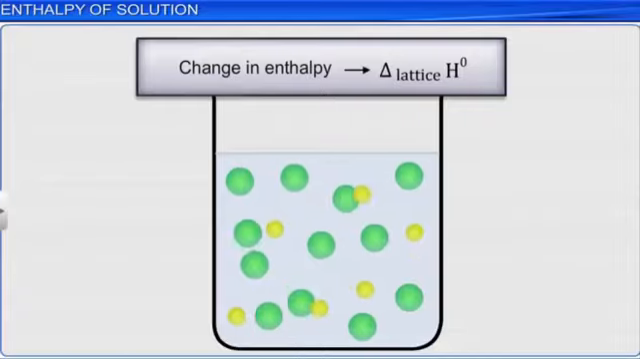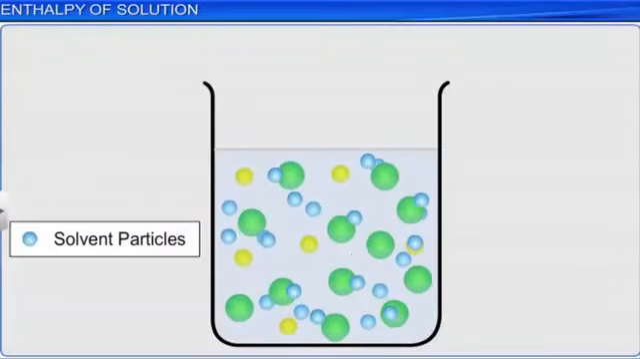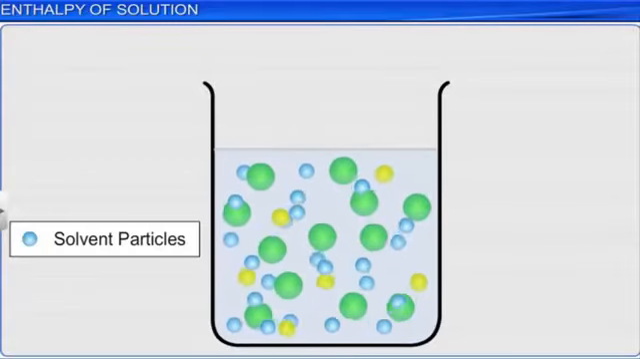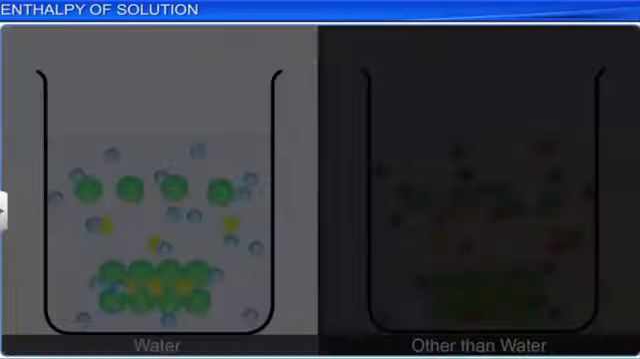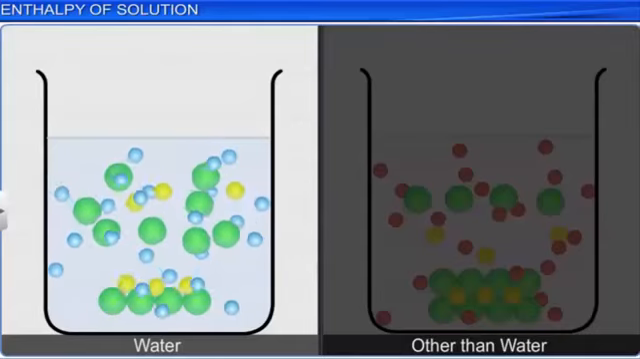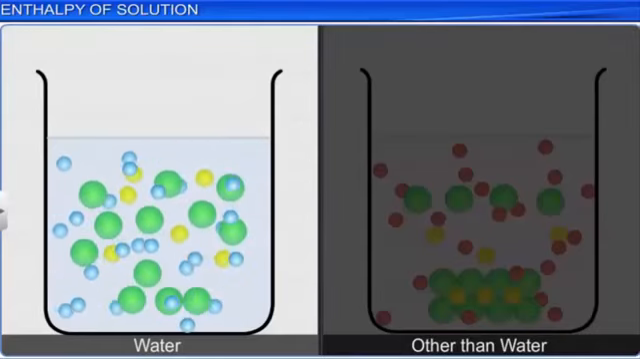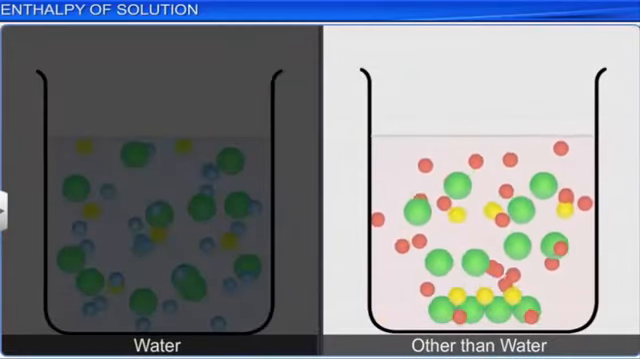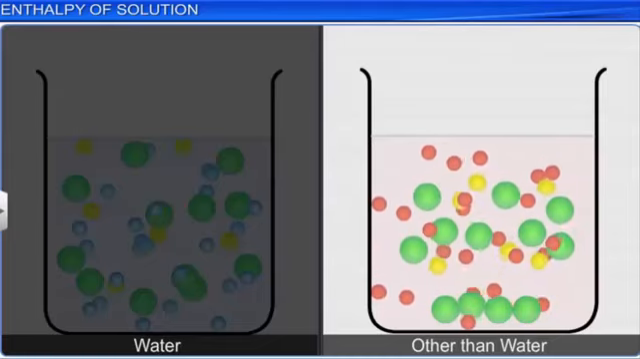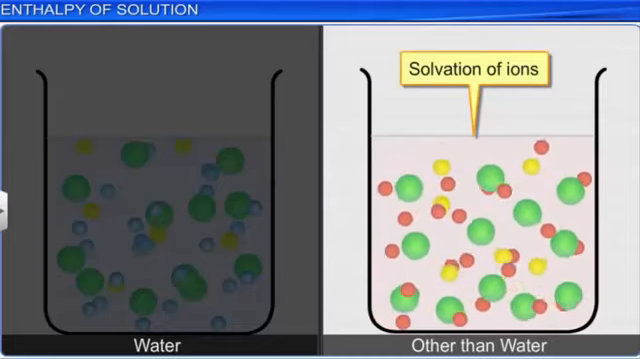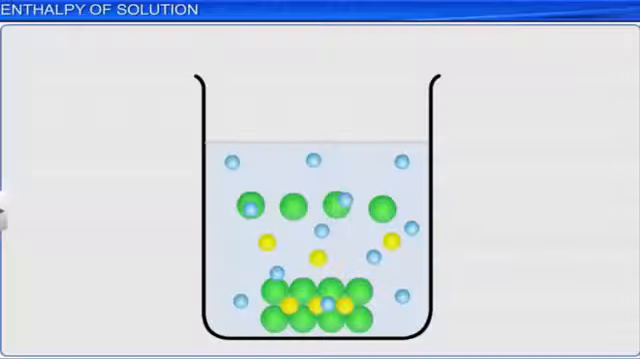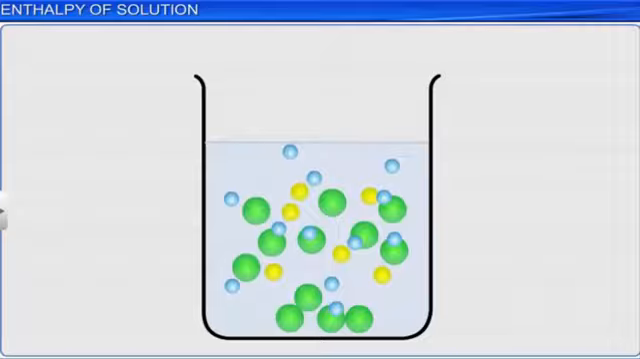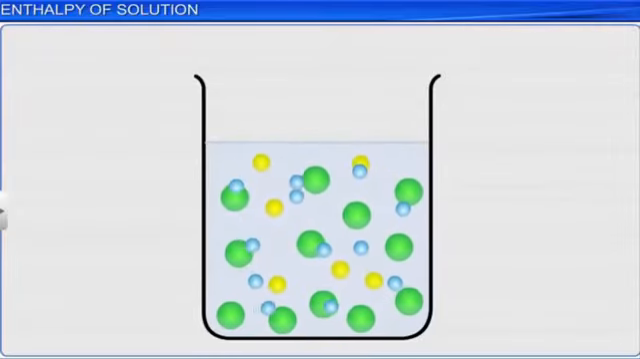Slowly these ions start moving freely in the solution and start interacting with the solvent particles. When water is used as a solvent, the dissolving process is called hydration. If any other solvent is used, then the process is known as solvation of ions. The energy change that occurs in dissolving of AB ions in the solvent is known as enthalpy of hydration of ions and is represented as ΔhydrationH°.